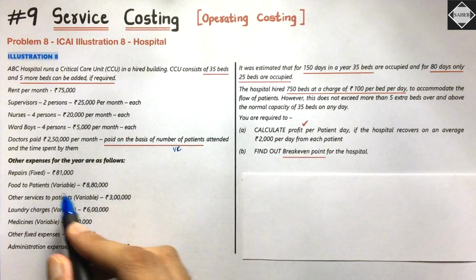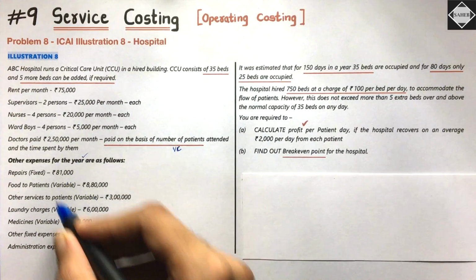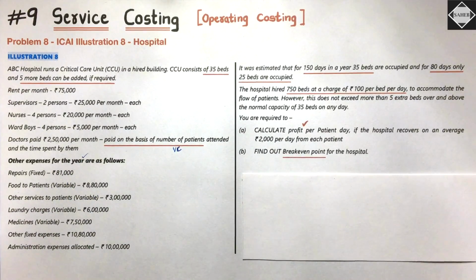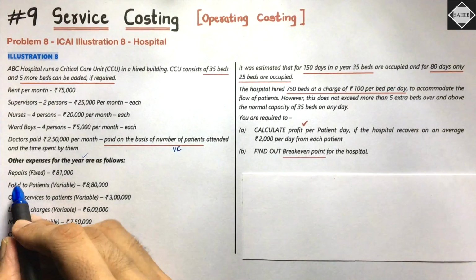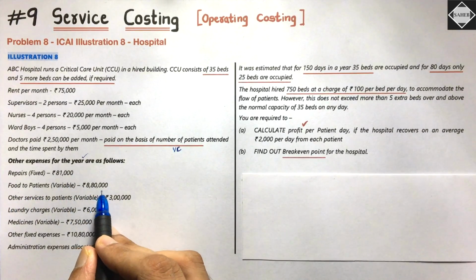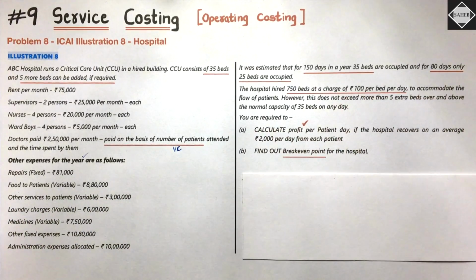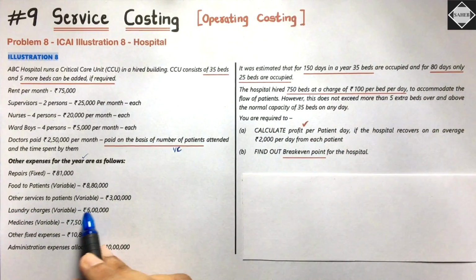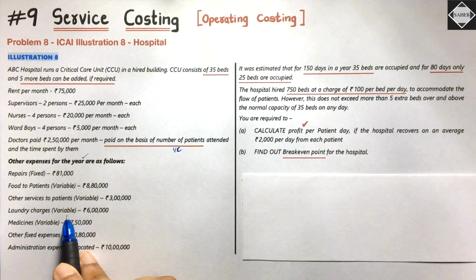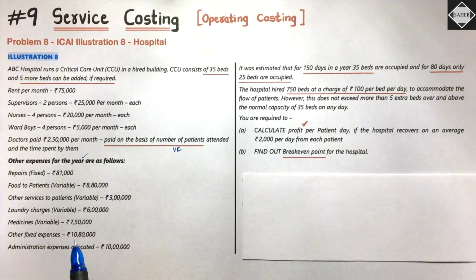Repairs fixed, directly they have said. For the year, okay. For the year means all yearly costs have been given to you. You don't have to multiply by 12 and all. So see, repairs 81,000, food to patients 8,80,000. Now here they are mentioning exactly what is variable, what is fixed. So that's simple for you. Other services to patient variable 3 lakh, laundry charges variable 6 lakh, medicines variable 7,50,000, other fixed expenses 10,80,000, administration expenses allocated 10 lakh.